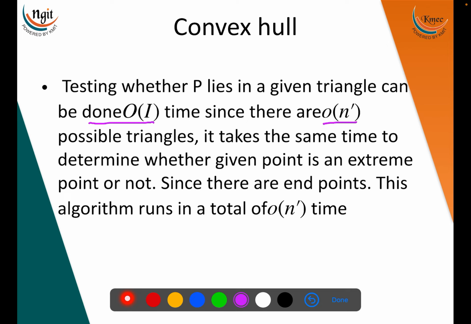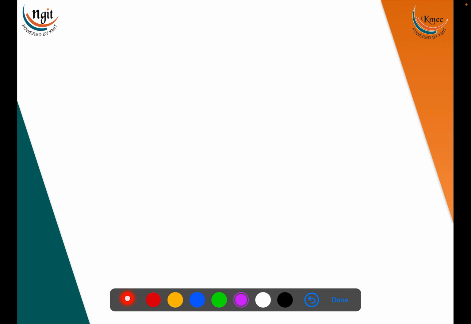Since there are big O of n square possible triangles, it takes the same time, that means theta of n square, to determine whether a given point is an extreme point or not. Since there are n points, this algorithm runs in a total of big O of n power 4 time. And using divide and conquer, we can solve both versions of the convex hull problem in theta of n log n time. We developed 3 algorithms for the convex hull.